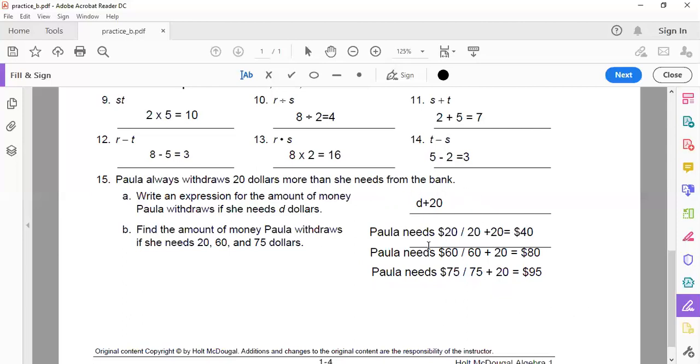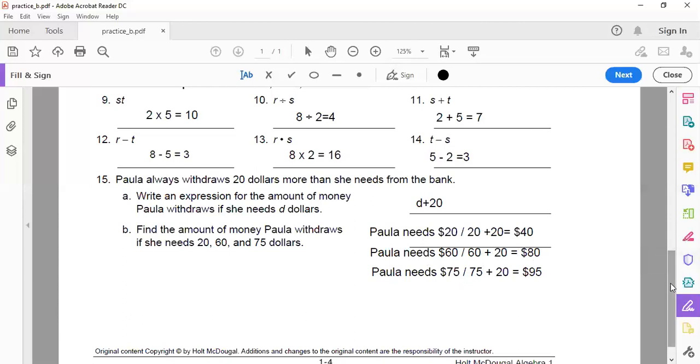So once you get the expression right, your answers will automatically be right. You don't need to worry about your answers. You only have to write the expression correctly. So I hope this question is clear for you? Paula is taking $20 extra when she's withdrawing something. So when she wants $20, she will take 20 plus 20, which is $40. When she needs $60, she will withdraw $80. When Paula needs $75, she will withdraw plus 20, which is $95.